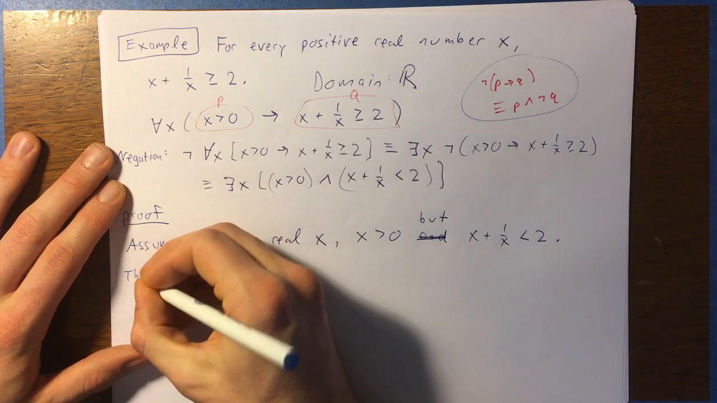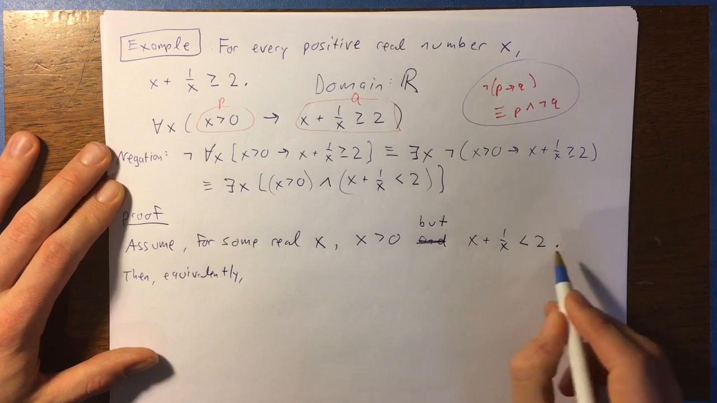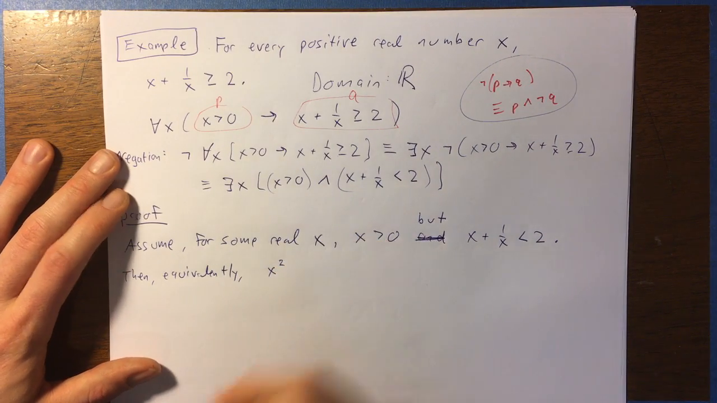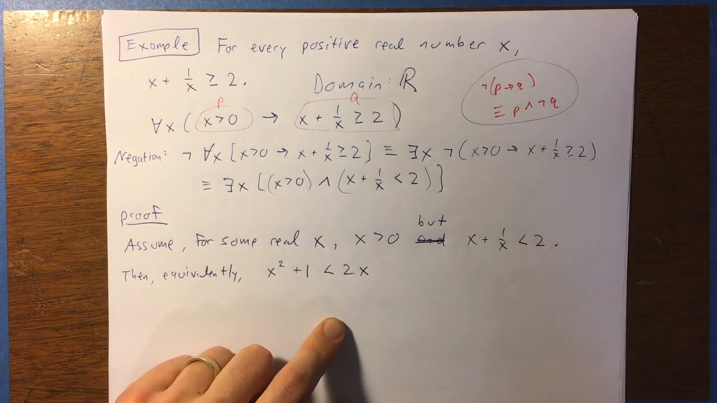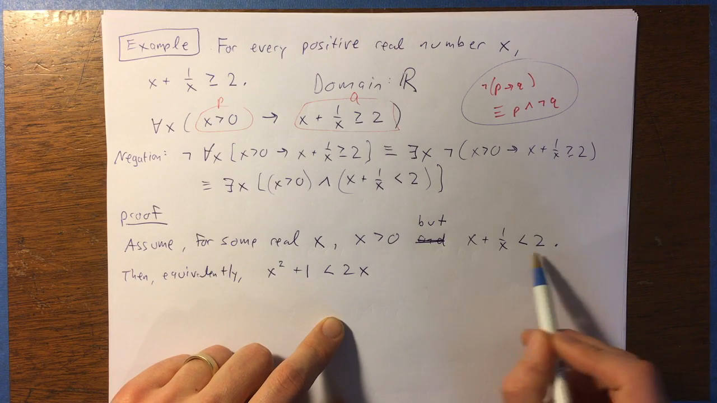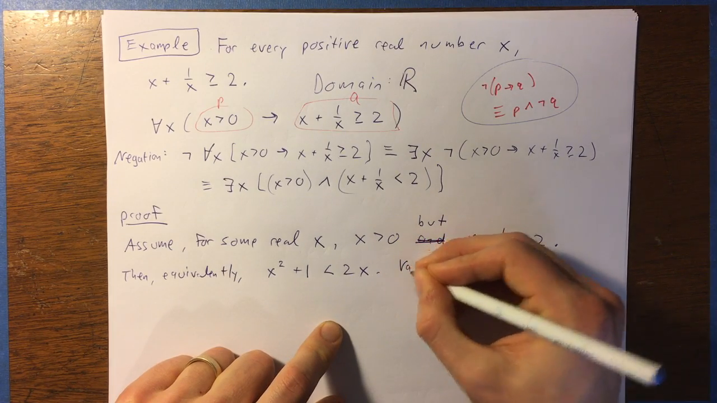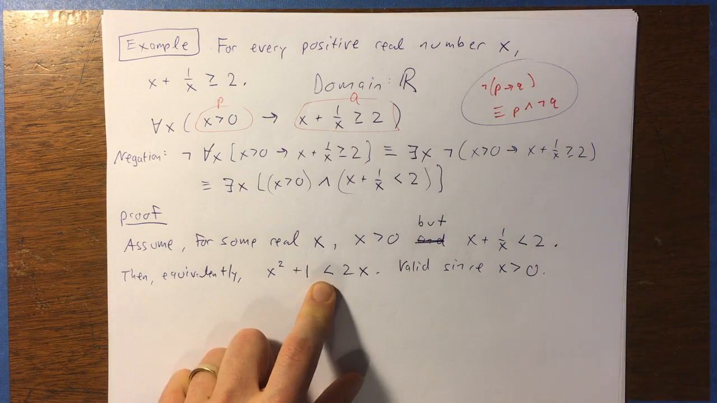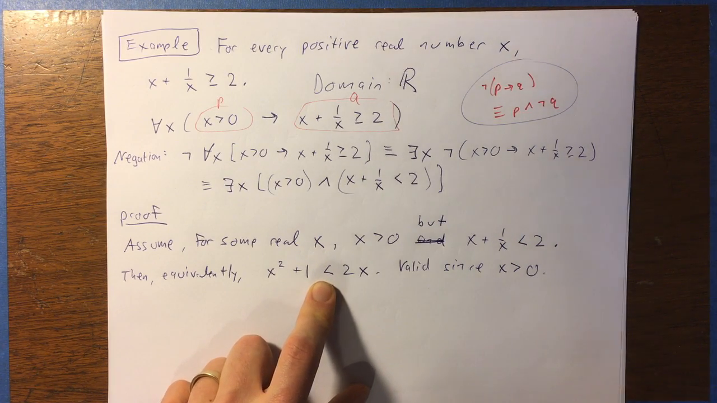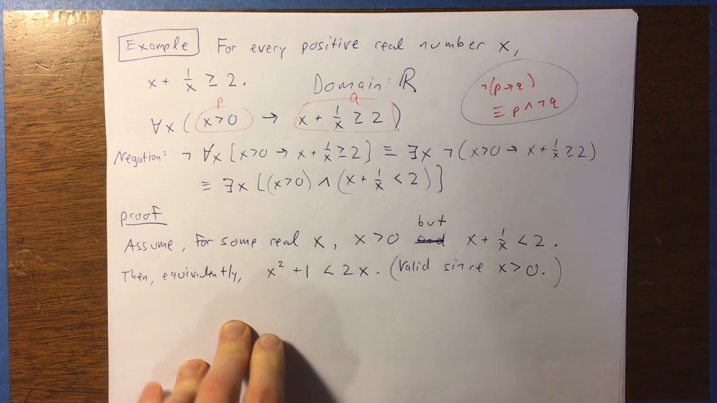Well, then, equivalently, we could multiply both sides of this by x and write x squared plus 1 is less than 2x. I kind of skipped some steps, some algebra there, but just multiply both sides of this by x and distribute the x through on the left, and you get this. Now, this is valid since x is a positive number. So you didn't have to worry about flipping that inequality symbol around like you do when you multiply both sides by a negative. Not an issue here because we're assuming it's positive. So I'm going to put that in parentheses. It's valid since x is positive.